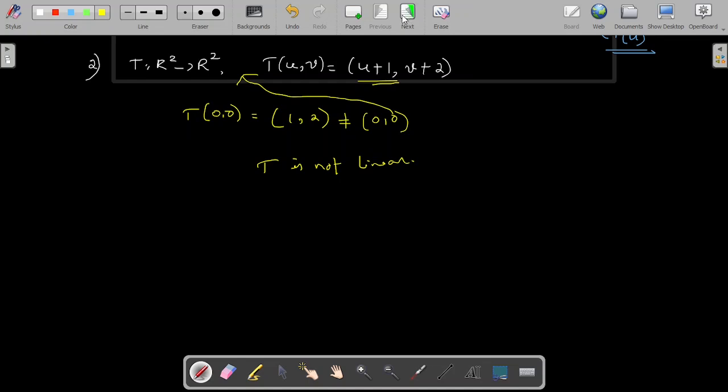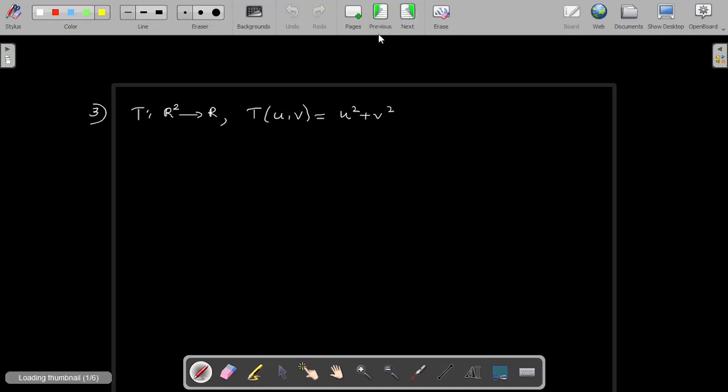Next you have to go with the vector addition and scalar multiplication. Now see here, this transformation from R square to R is T of u comma v equals u square plus v square. So first you check 0 comma 0, where it goes to 0 square plus 0 square, which is equal to 0. 0 of R is this itself. Therefore 0 is fixed to 0. 0 gets mapped to 0. Hence the first condition is satisfied. Next you have to go with the vector addition and scalar multiplication.